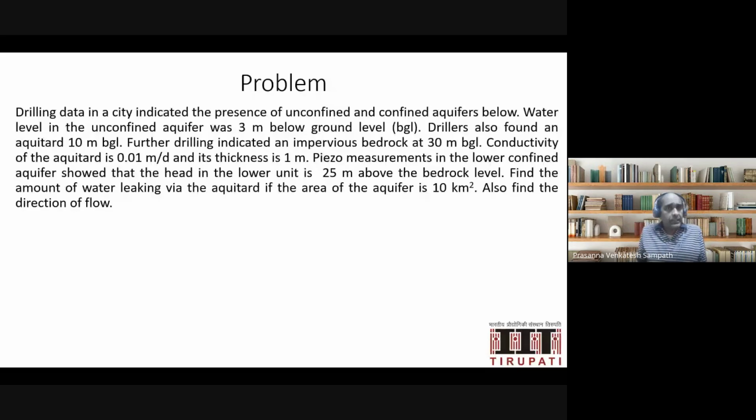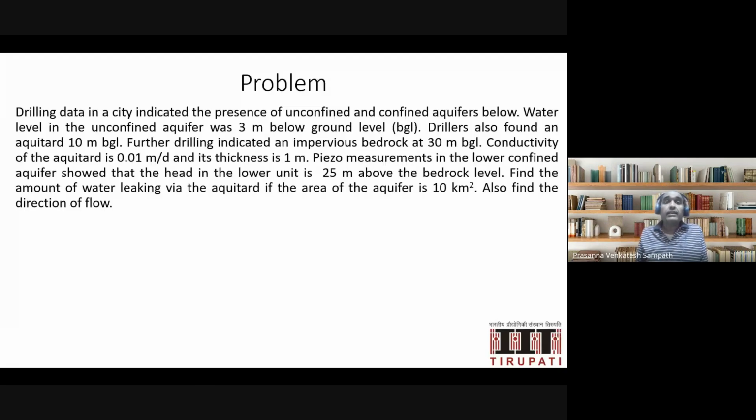Drilling data in a city indicated the presence of unconfined and confined aquifers below. Water level in the unconfined aquifer was 3 meters below ground level. Drillers also found an aquitard 10 meters below ground level. Further drilling indicated an impervious bedrock at 30 meters below ground level. BGL is below ground level.